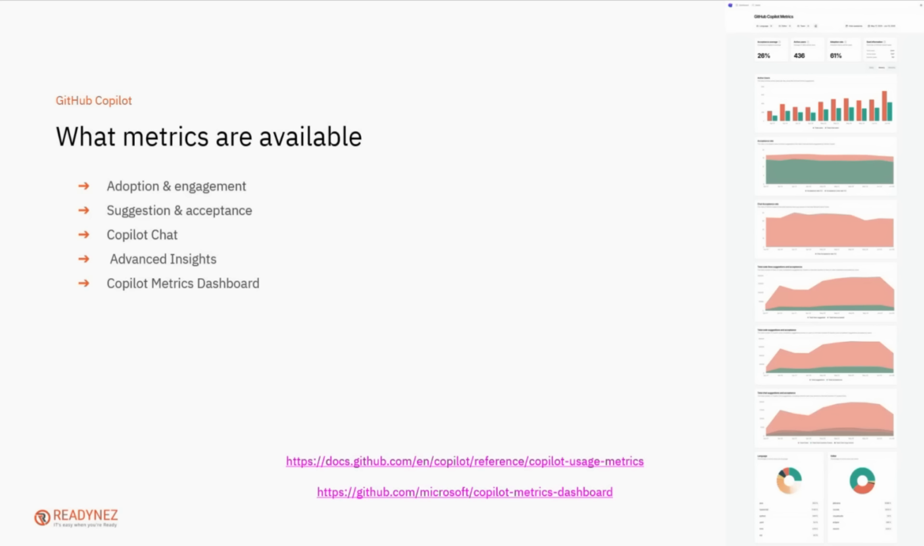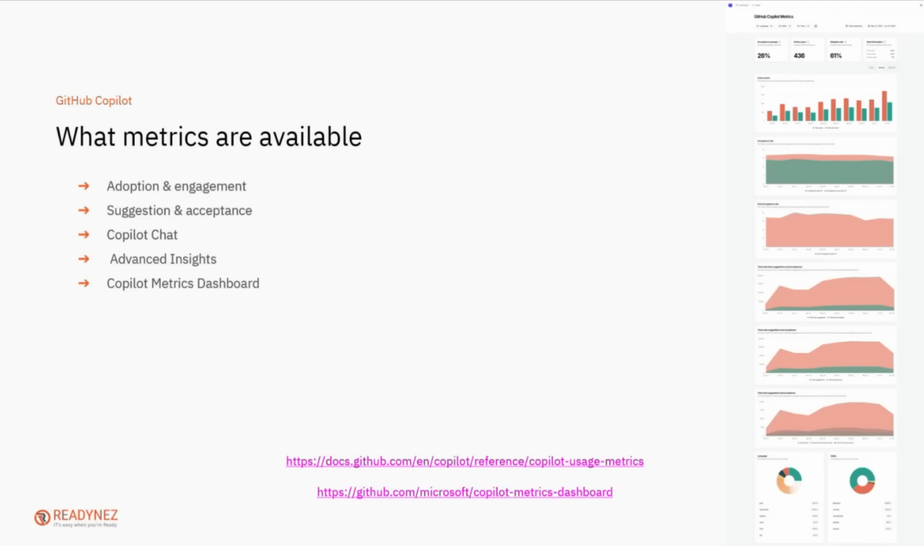We can see the total number of suggestions being generated and how many are being accepted. There's no point generating suggestions if people aren't using them. So it tracks those accepted suggestions and acceptance rate figures. We've also got chat. How many people are using chat? What type of chats are used?